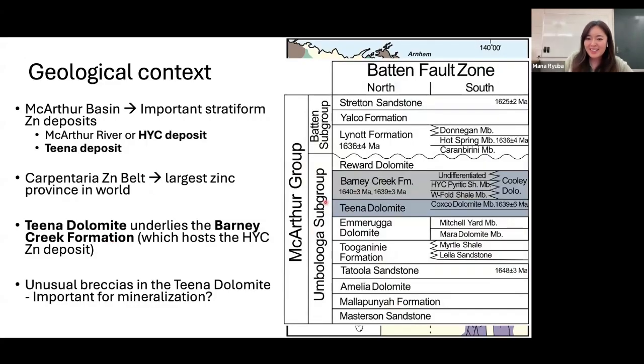The unit that I'm going to talk about is the Teena Dolomite. It's the unit that underlies the Barney Creek Formation, and the Barney Creek Formation is the one that everyone is interested in, because that's the one that hosts the HYC deposit. Chris Reed, when he was at Teck Australia, brought this project to us because there were these unusual breccias appearing in multiple drill cores, and Chris wanted to find out what these breccias were and whether they could tell us anything about the mineralization process in this area.